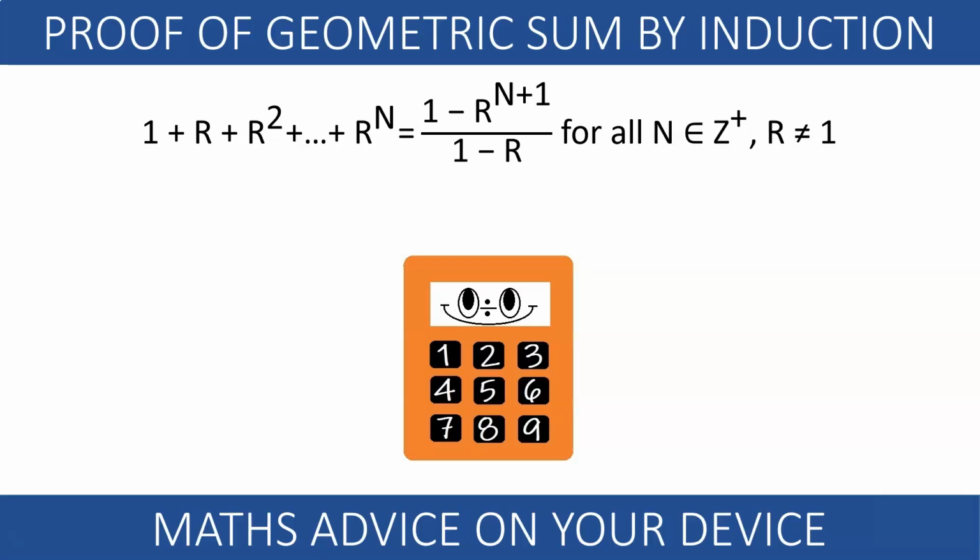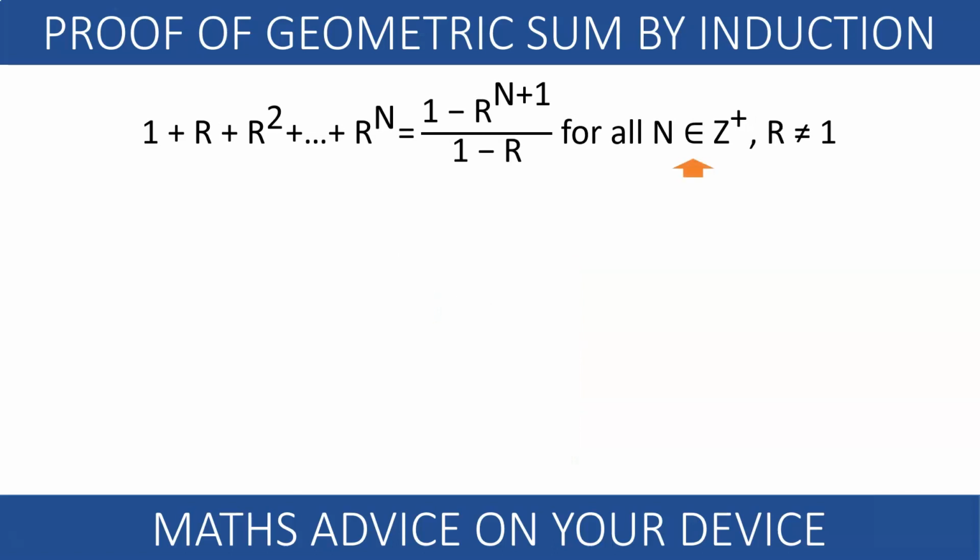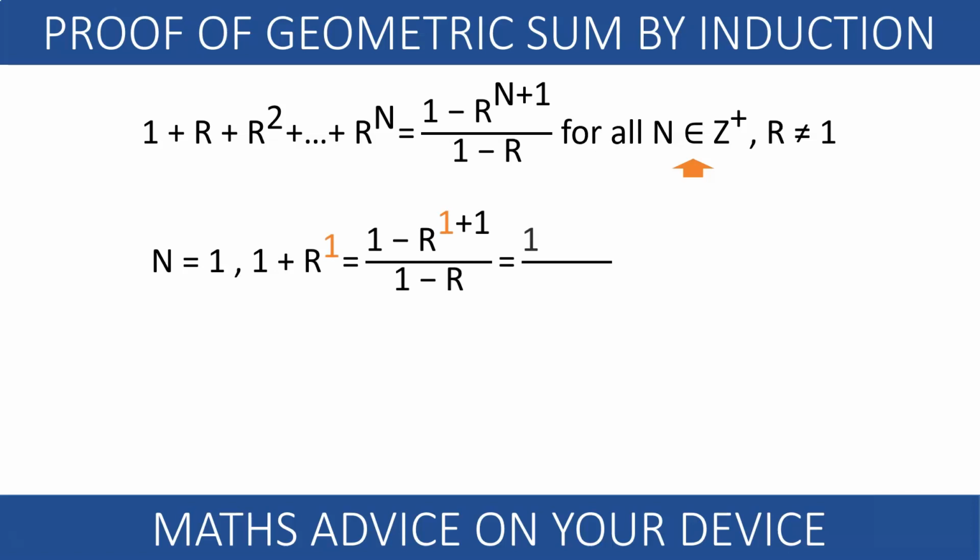In this video, we are going to prove the geometric sum formula by induction. Ready? First, we prove it for the simplest case. N can take any positive integer values, so the smallest is 1. We substitute n equals 1 into the formula.